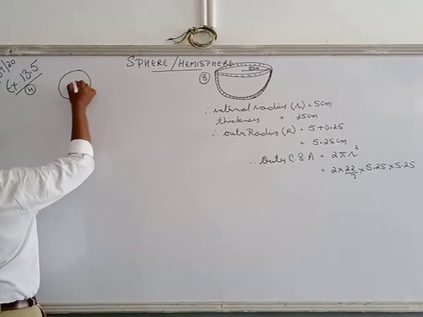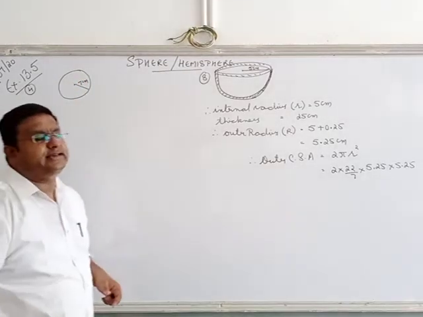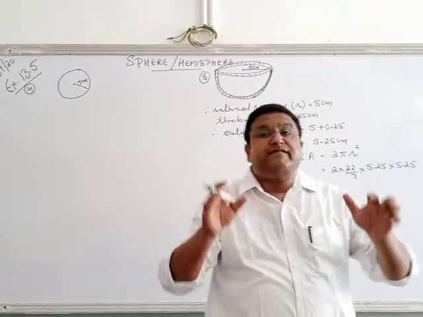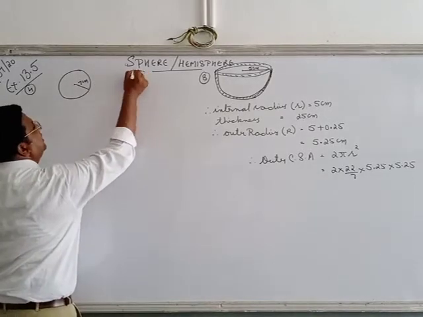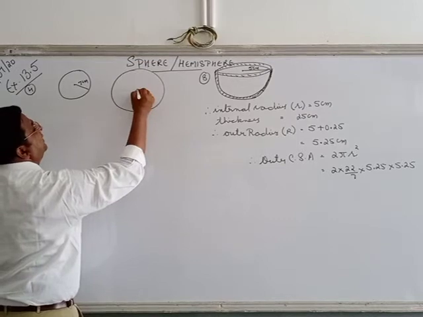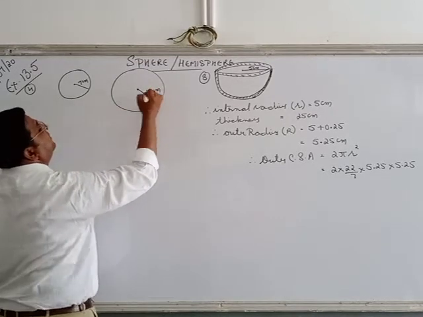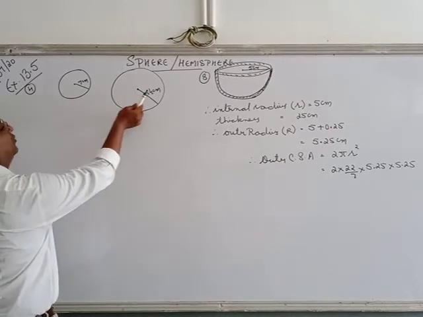This is the spherical balloon. The radius of this balloon is 7 centimeter. But the radius increases when we inflate more air. When we inflate more air, the size of the balloon increases and the radius becomes 14 centimeter. Yes or no? He says the radius of the spherical balloon increases from 7 to 14 centimeter as air is being pumped into it. Find the ratio of the surface areas of the balloon.